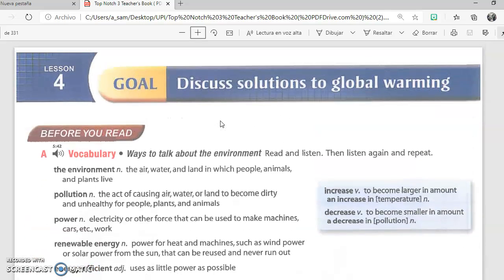So we're going to stop here with the vocabulary. Okay, remember the environment, the pollution, the power, renewable energy, energy efficient. Thank you very much. Practice, practice, practice.